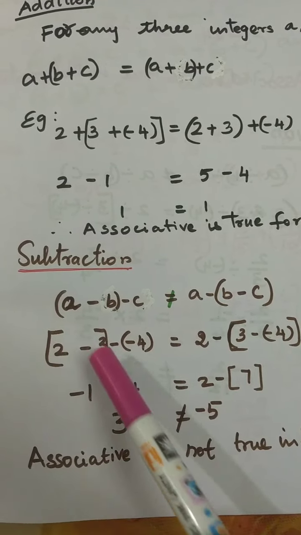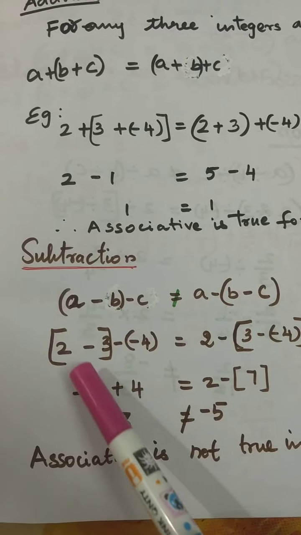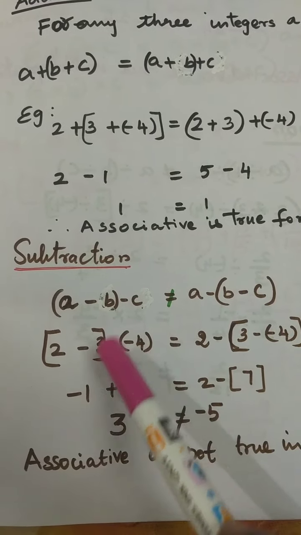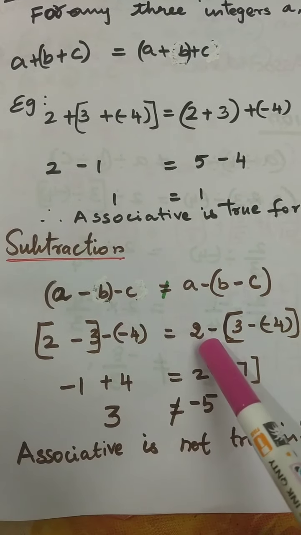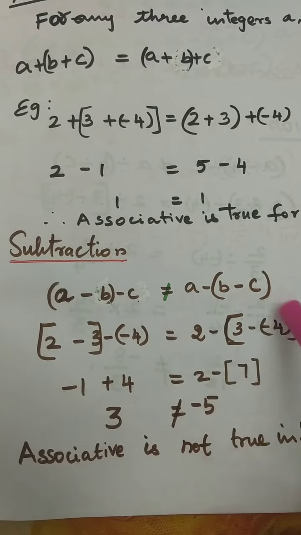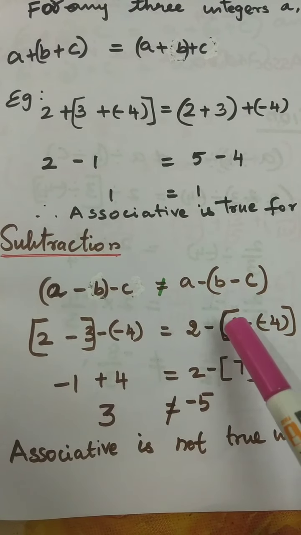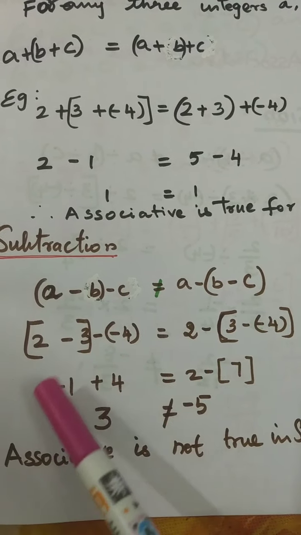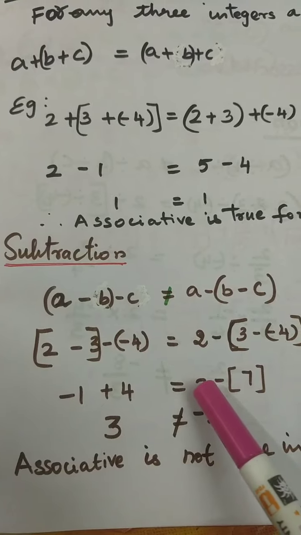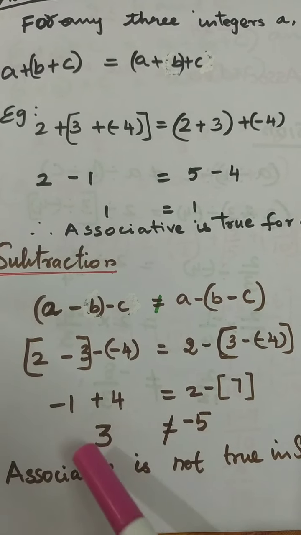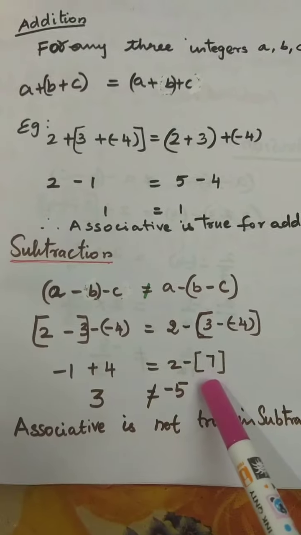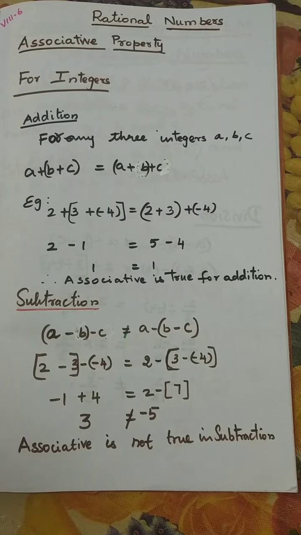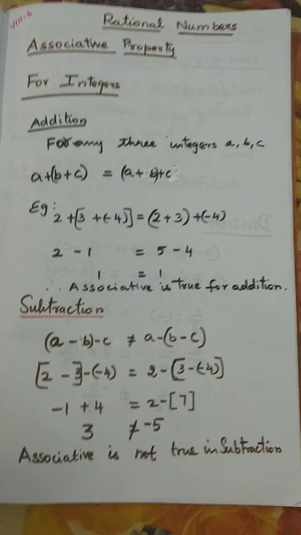Now solve the bracket and remove it. 2 minus 3 is equal to minus 1. Minus minus becomes plus, so plus 4. Then 2 minus, you solve the numbers in the bracket: 3 plus 4, that is 7. So 2 minus 7. Now minus 1 plus 4 means 3. 2 minus 7 means minus 5. So these two are not equal. So associative is not true in subtraction.